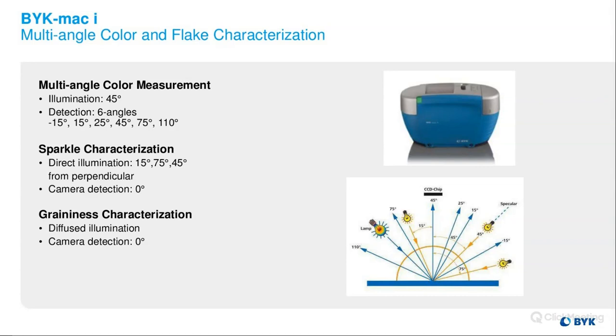Like we spoke earlier, camera detection is at 0 degrees for the sparkle characterization. That's just so we can see where the sparkle is. It's how we're going to view it with our eyes. And then we also have the graininess characterization. So it uses diffused illumination, and that'll detect the grain in the pigment.